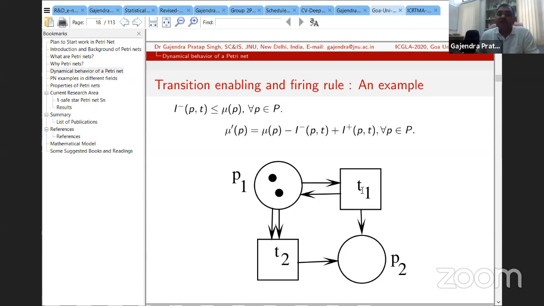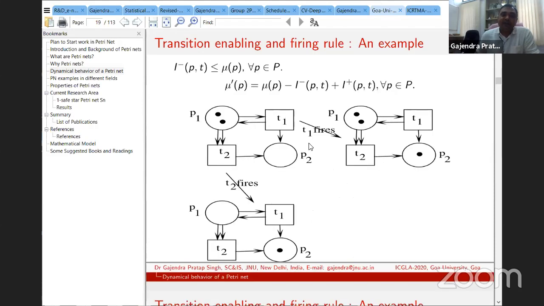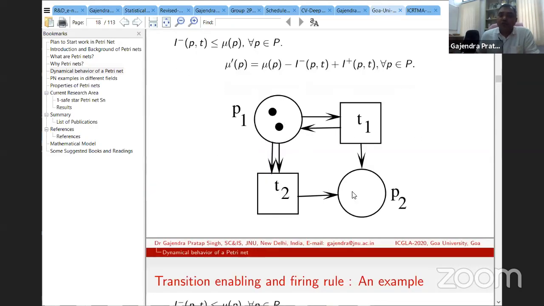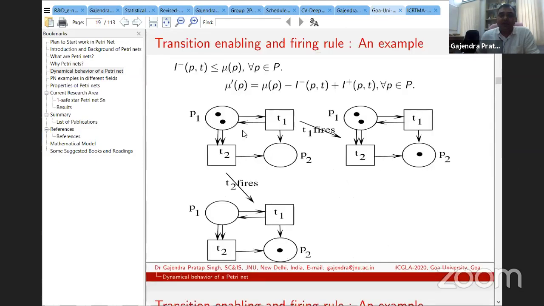Suppose transition T1 fires. Now what will happen after the firing? Similarly, T2 is enabled and we can fire it if we want. Let us suppose at this stage the initial state is 2, 0. The marking in place P1 is 2 and P2 is 0.